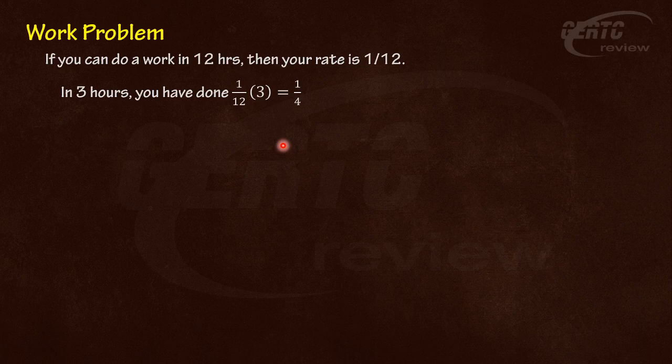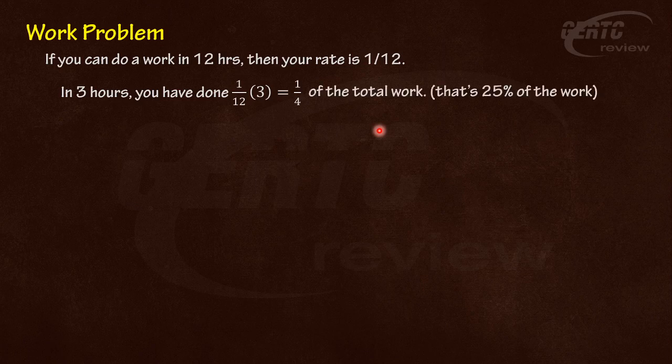Baka malilito kayo, ano ba yan? Equals 1. Anong ibig sabihin ng 1/4? Ibig sabihin, 1/4 of the total work yung nagawa mo. Meaning, that's 25% of the total work. That's the meaning of that. Yun yung meaning ng work problem. So, if the rate is 1 over 12, and in 3 hours, example lang, in 3 hours, you have done 1/4 of the total work.